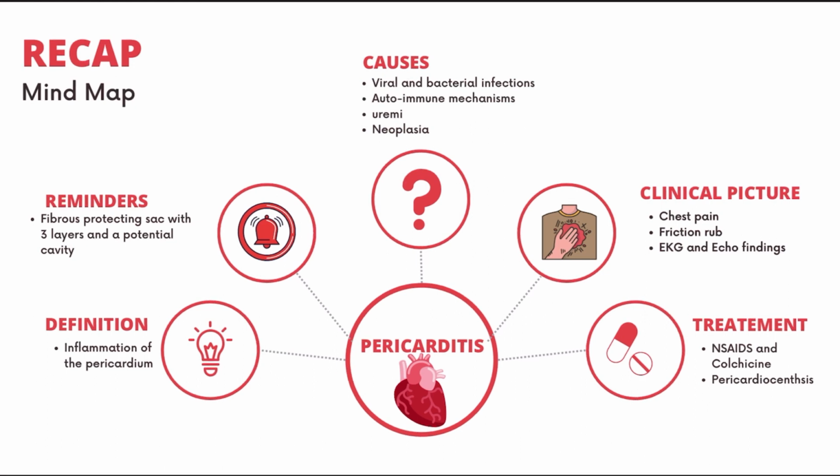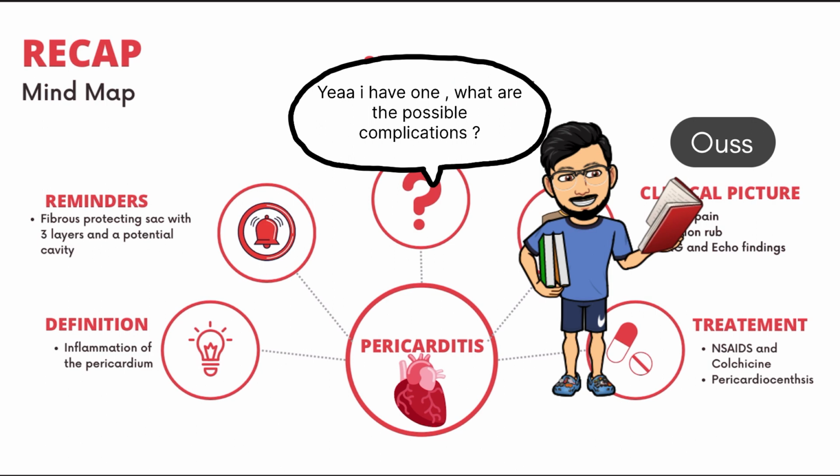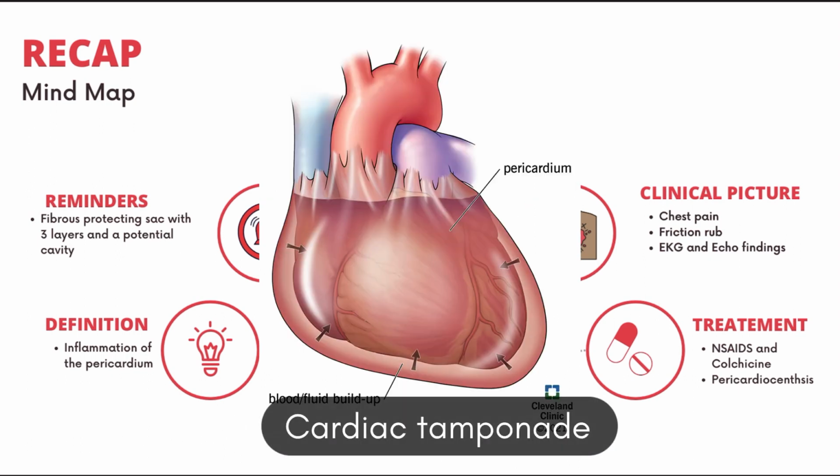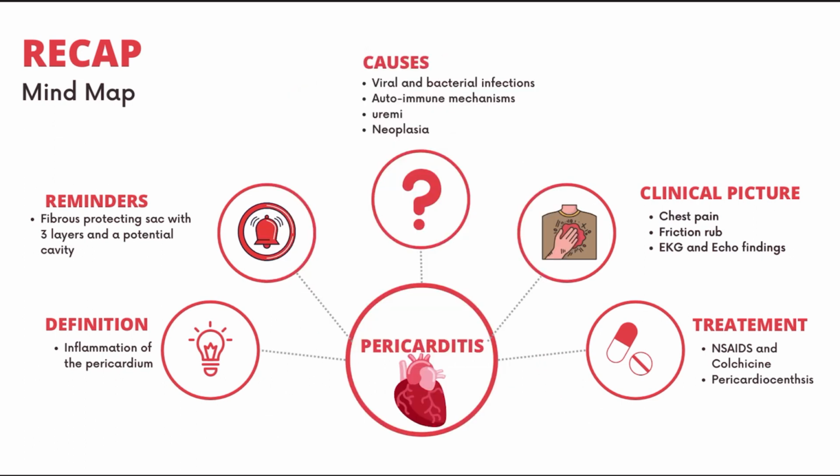Do you have any questions? Yeah, I have one. What are the possible complications of pericarditis? Good question. We have 2 main complications. Cardiac tamponade, which is when the quantity of the fluid is really huge, and chronic constrictive pericarditis, which is when the inflammation leads to the fibrosis of the pericardium.